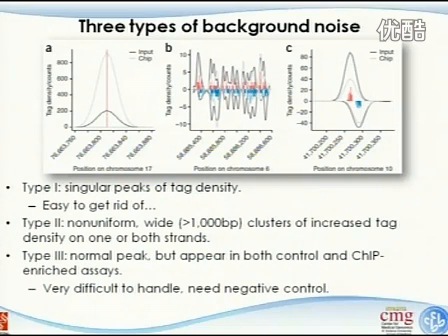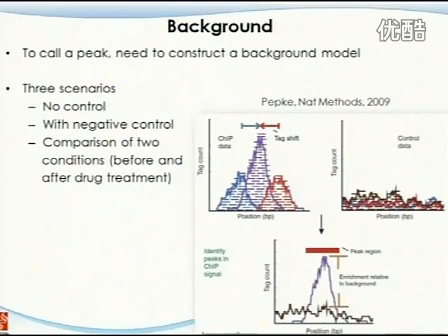Okay? The point here is that people studied this, and this study is based on the 2007 Science paper, the first ChIP-seq experiment, and they derived these several different types of background noise. To call a peak, we need to construct a background model. When you look at this, you see the real ChIP enriched signal, there's a peak here, and this is the background signal. How do you estimate the background signal? There are three different scenarios.